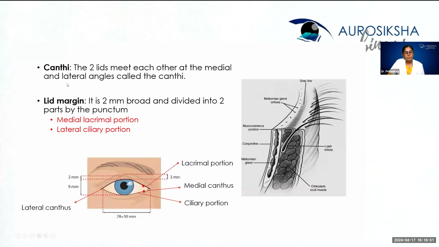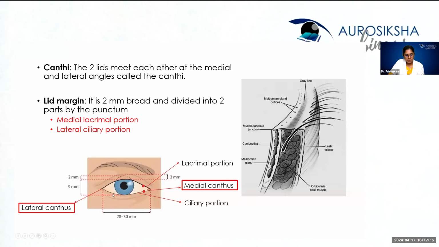Moving on, we have the canthi. As you can see, we have two eyelids, the upper and lower eyelid. The upper and lower eyelid meet each other at the medial canthus, which is towards the nose, and the lateral canthus, which is on the outer side, the side which will face the ear. So next we have the lid margin.